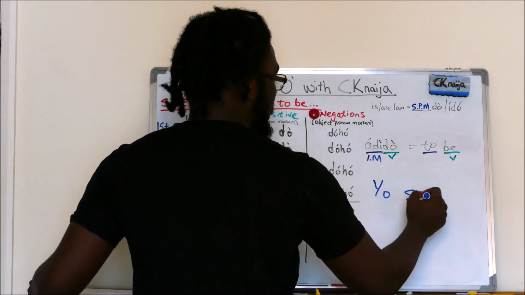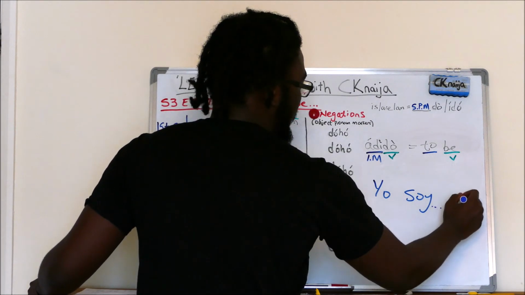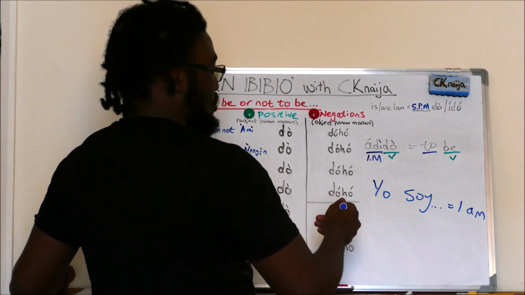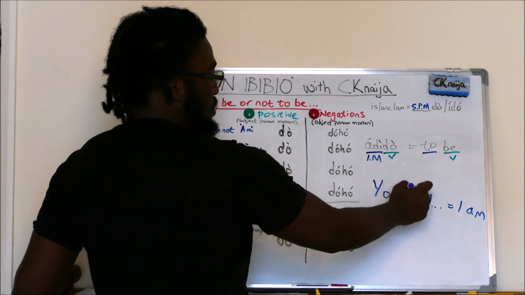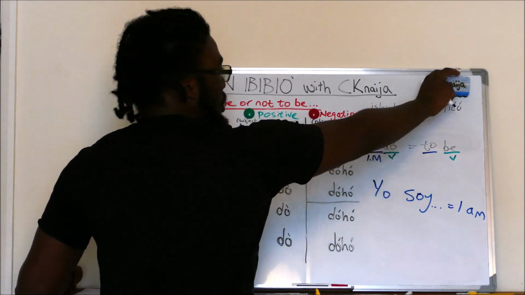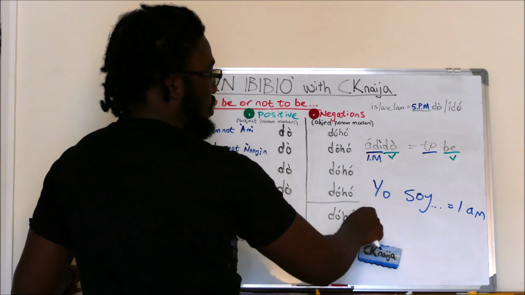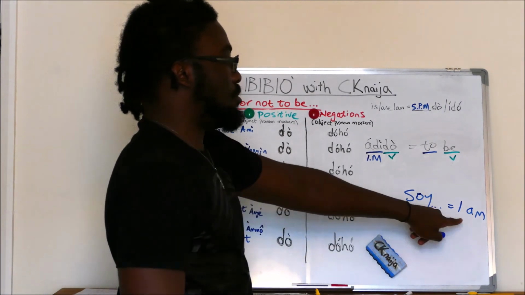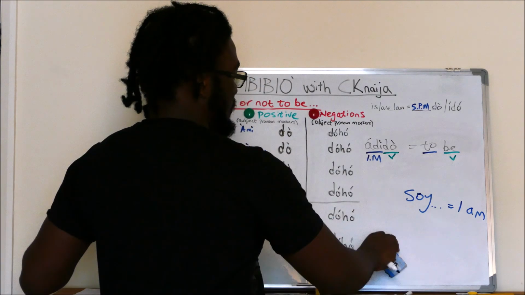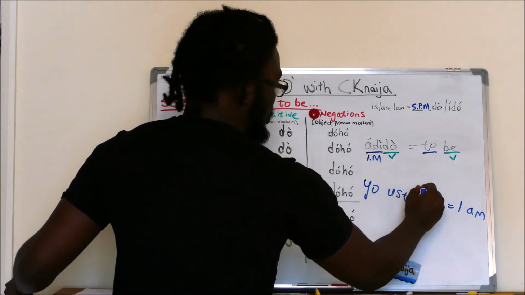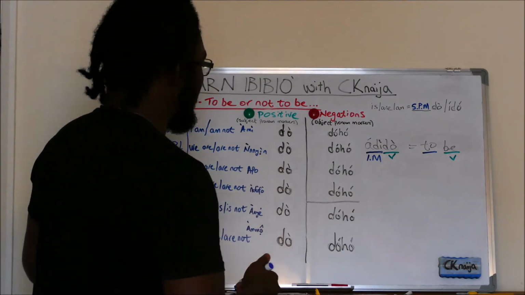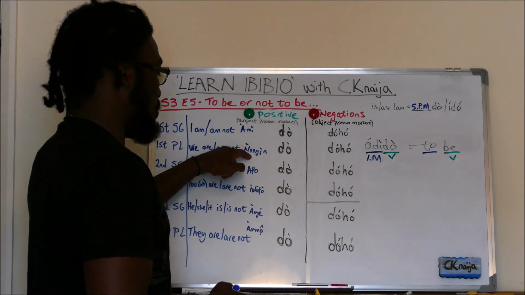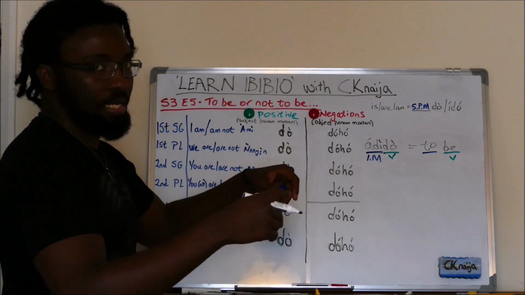yo soy, that means I am, right? In Spanish. But soy is only used with the word yo. So often you don't need to say yo, you can just say soy and people know that you mean I am. Because for example, you wouldn't say usted. After we say a subject pronoun, we need to reinforce that in the next word that comes along.